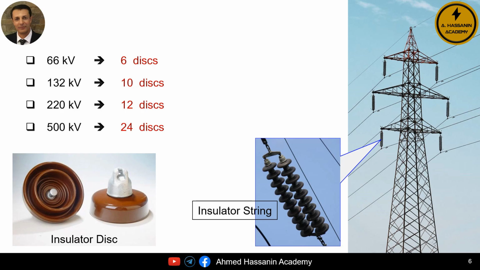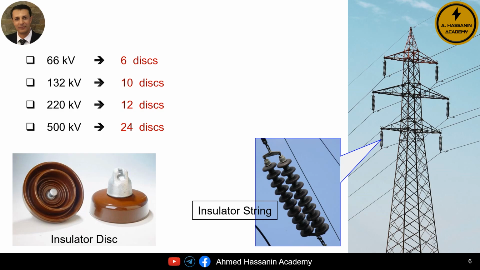Approximately, the number of discs in a single insulator string for each voltage level is as follows. For a voltage of 66 kilovolts, the insulator string contains approximately 6 discs. For a voltage of 132 kilovolts, the insulator string contains 10 discs. For a voltage of 220 kilovolts, the insulator string contains approximately 12 discs. And for a voltage of 500 kilovolts, the insulator string contains approximately 24 discs.